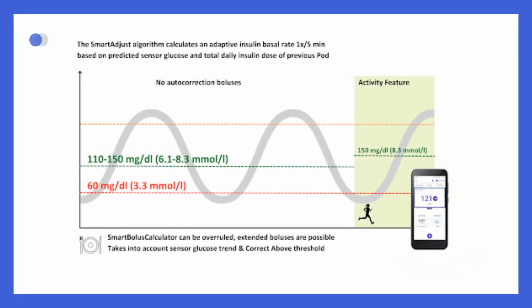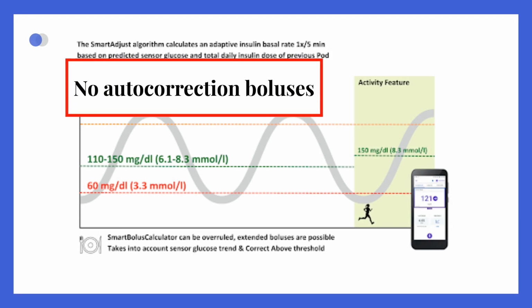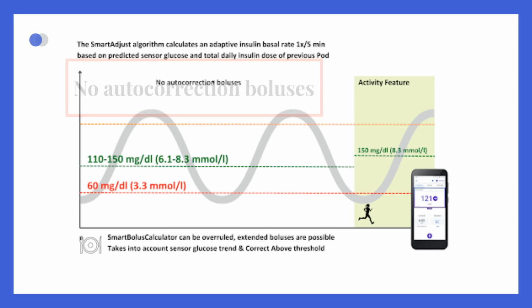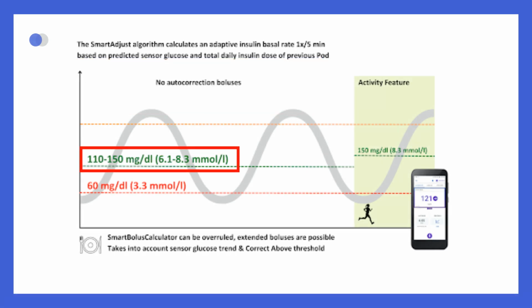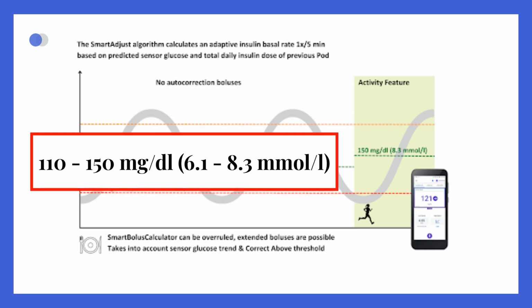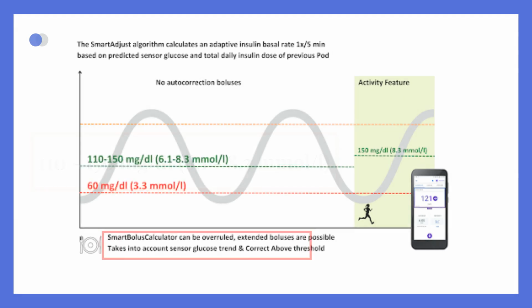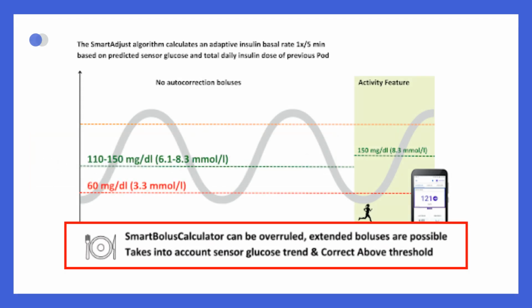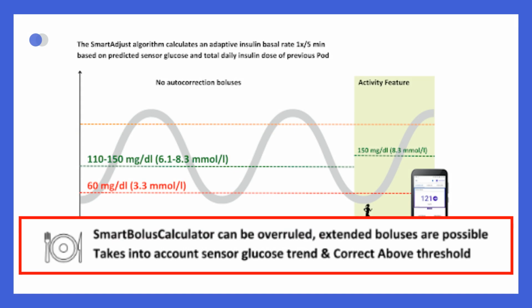The Smart Adjust algorithm does not provide additional autocorrection boluses. It uses basal rate adjustments to prevent and correct hyperglycemia. The target glucose range can be adjusted in 60-minute time blocks, allowing customization between 110 and 150 mg per deciliter, or 6.1 and 8.3 millimol per liter. It's important to note that the Smart Bolus calculator of the Omnipod 5 system does not only take into account the current glucose, but also the glucose trend.